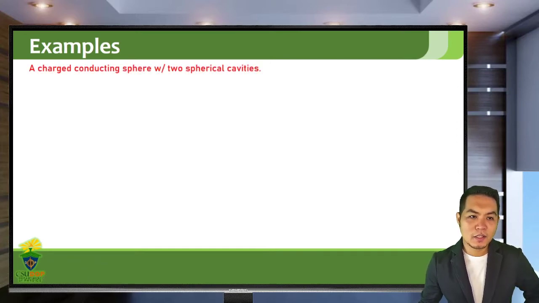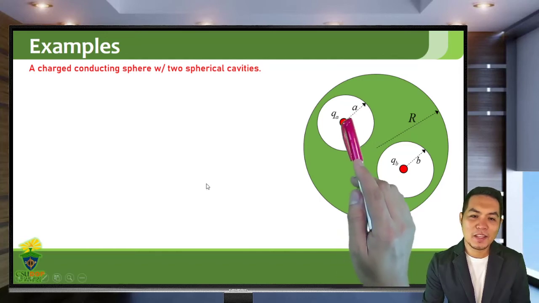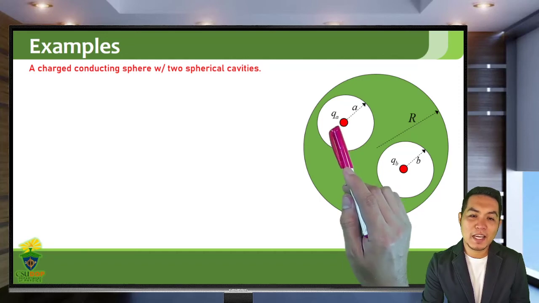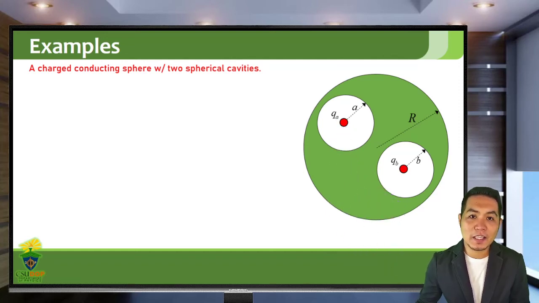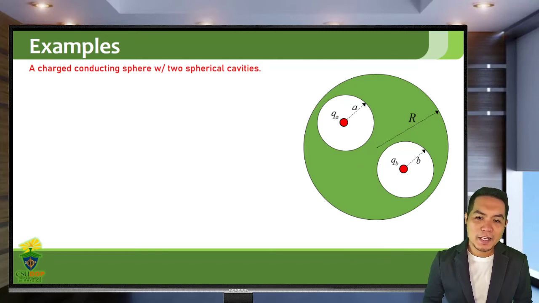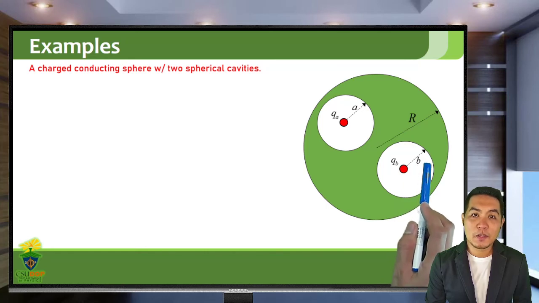Okay, I think this is the last example. Suppose now you have 2 spherical cavities in your spherical conductor. The 2 spherical cavities have different radii. One spherical cavity has a radius of a, and you place a point charge QA in the first cavity, and in the second cavity you place a charge QB. The second cavity has a radius b.